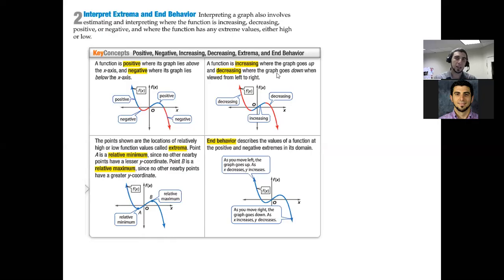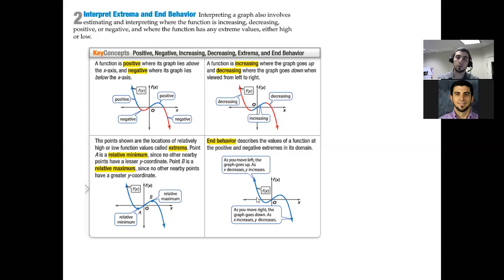All right, now last thing is what we call end behavior. The end behavior describes the values of a function at the positive and negative extremes in its domain. So what you want to do is think about, as you continue to go out on the x-axis, as you continue to draw the graph, like this arrow is pointing downward and to the right. So what that means is as you move to the right, the graph goes down. In other words, as x increases, when you move to the right on a graph, that's talking about x increasing. And as you move down, that's talking about y decreasing. So as you move to the right, as x increases, y decreases.